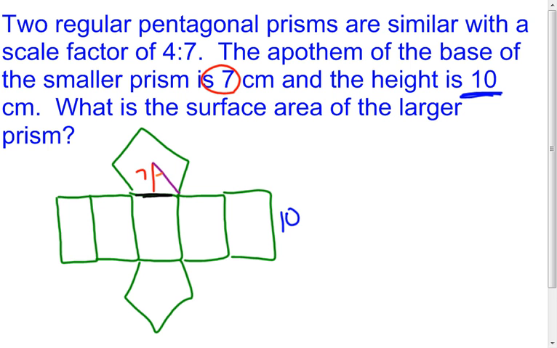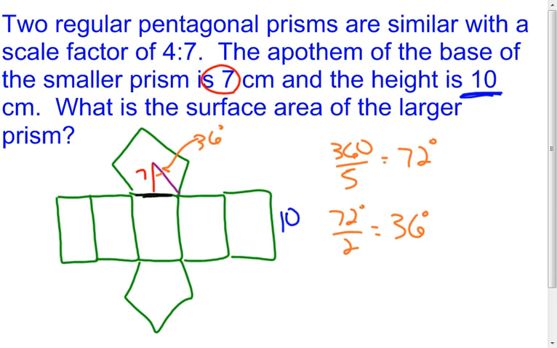So if I take 360 and divide it by 5, I end up with 72 degrees. But then remember, the apothem cuts the angle in half. So I need to take that 72 degrees, I need to cut it in half, and I end up with 36 degrees. So that angle in there is 36 degrees.